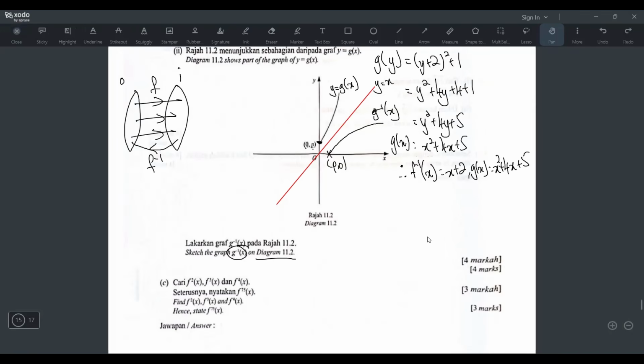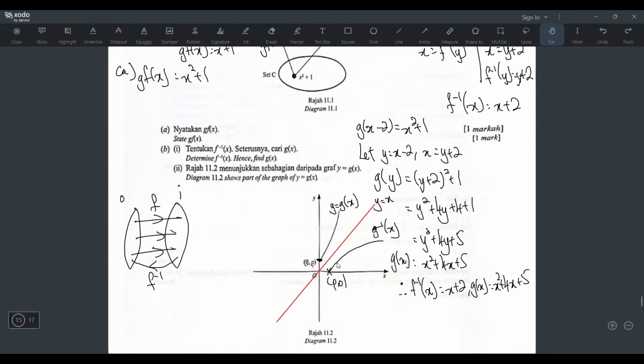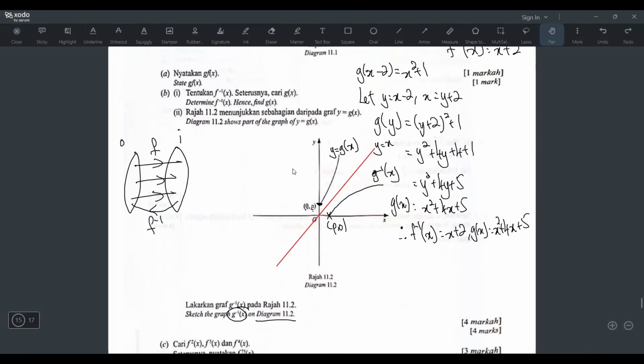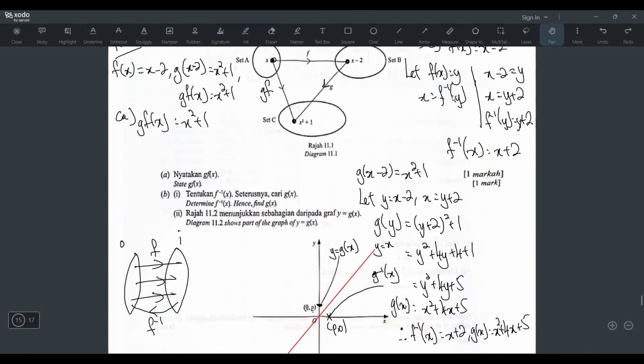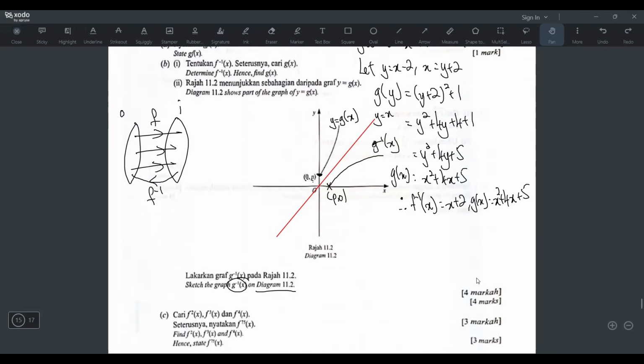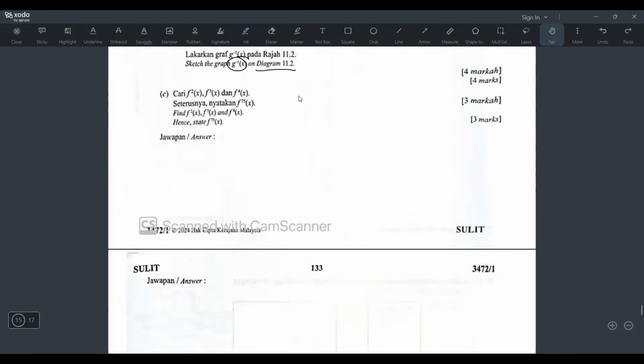Oh, this is both 4 marks. 4 marks for the drawing? Oh, no, no. This 4 marks is for the B2 and B1. Okay, now it makes sense. Because B1, I did it up here already, right? So the B1 and the drawing is both 4 marks. Okay, that makes sense. Okay, so that's all.